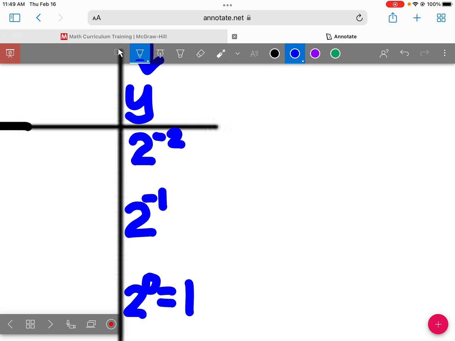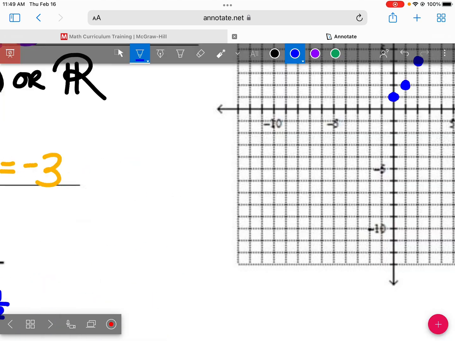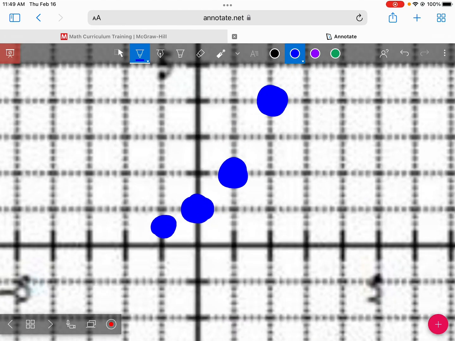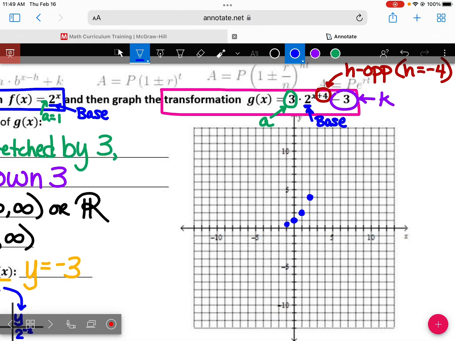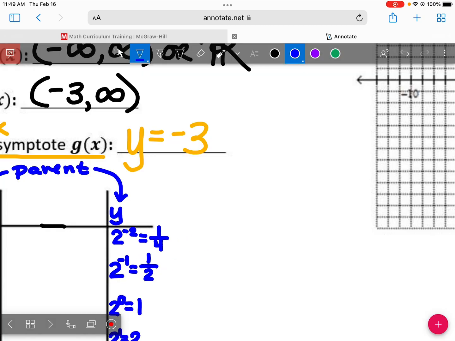And then I get into my negative exponents. What do negative exponents do? 1 over something. So 1 over what for 2 to the negative 1? Not 1 over 1. 1 over 2, yes. So I have an ordered pair at negative 1, 1/2. 2 to the negative 2 is going to give me 1 over something. 1 over 4. So 1/4.